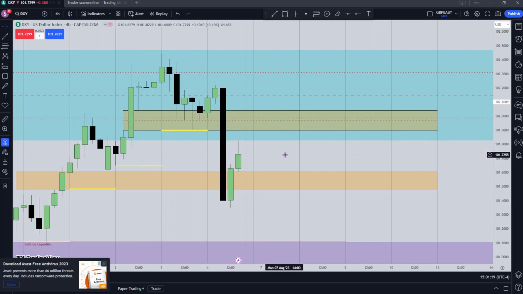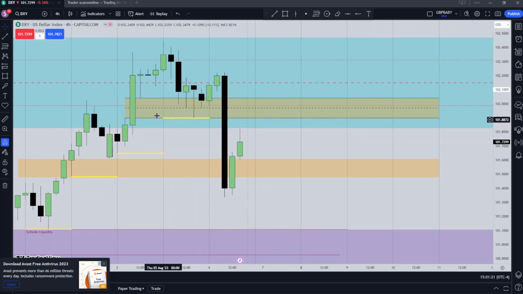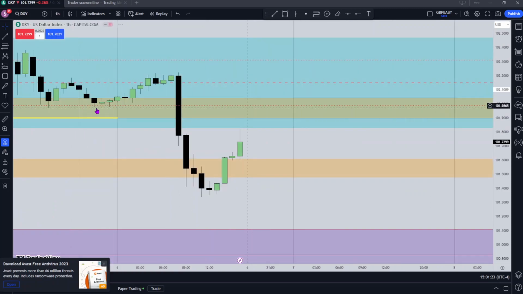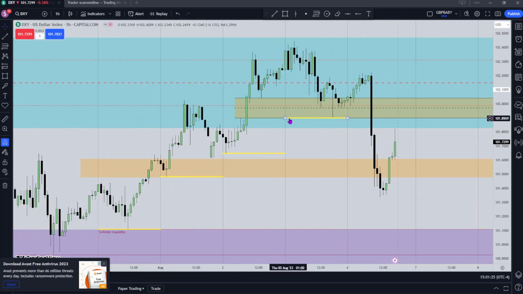So that's all supportive. And you'll also notice I've marked out, let's go to the hourly actually, and you'll see that I've marked out with yellow lines the lows of each of the three of these days here.